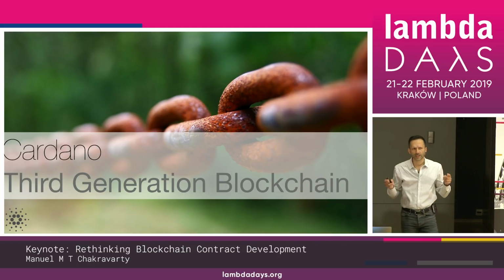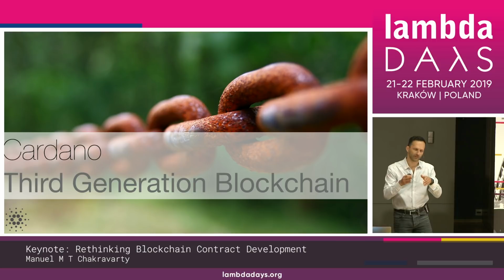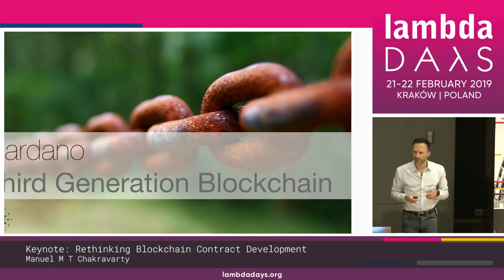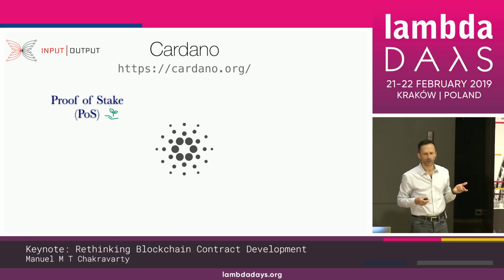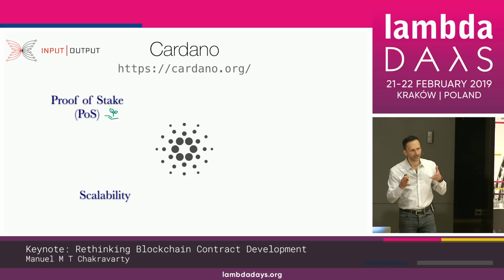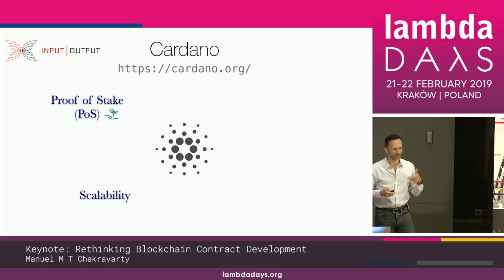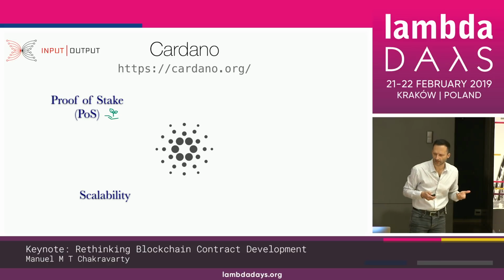So let me tell you a little bit about the Cardano blockchain, which is what's called a third generation blockchain, because Bitcoin, number one, Ethereum, number two, and you get the idea. So Cardano is based on proof of work. And it's designed to be scalable in the sense that the number of transactions can increase to the kind of levels that are necessary.